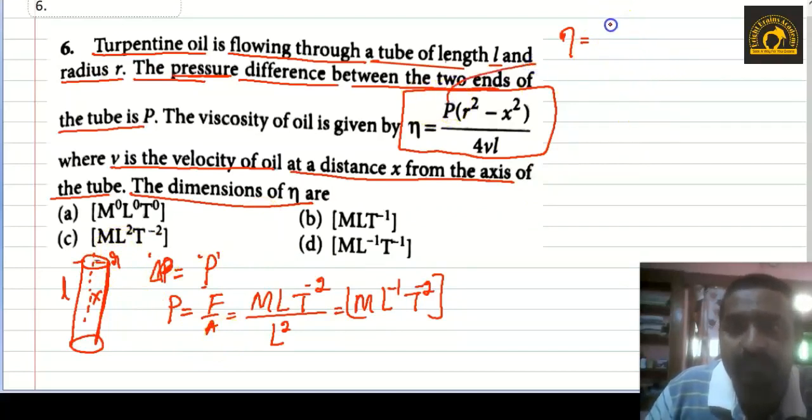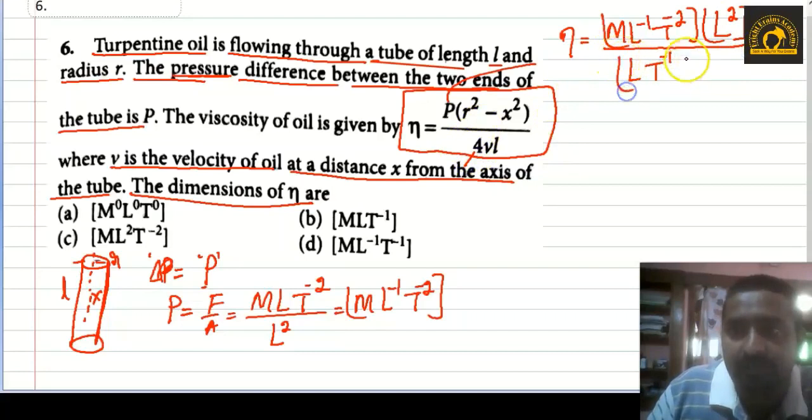So now put the values. The P value is M L^-1 T^-2. Then R square, both are distance, that is L². Then divided by 4, which is a constant, and velocity, dimensional formula meter per second. Then length, it is L.